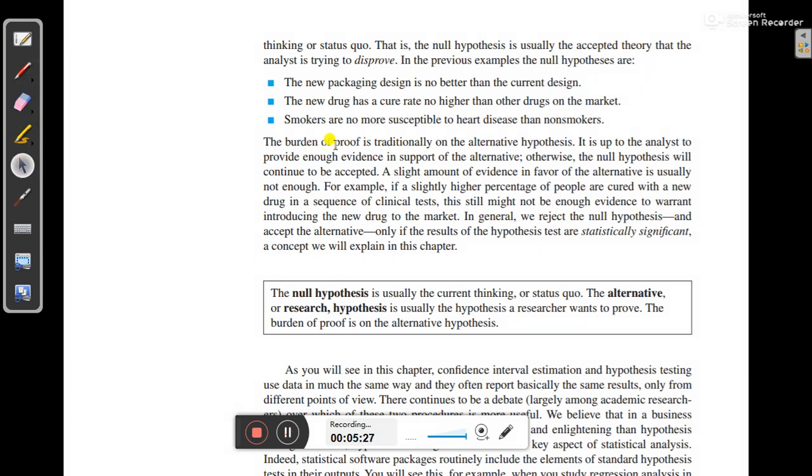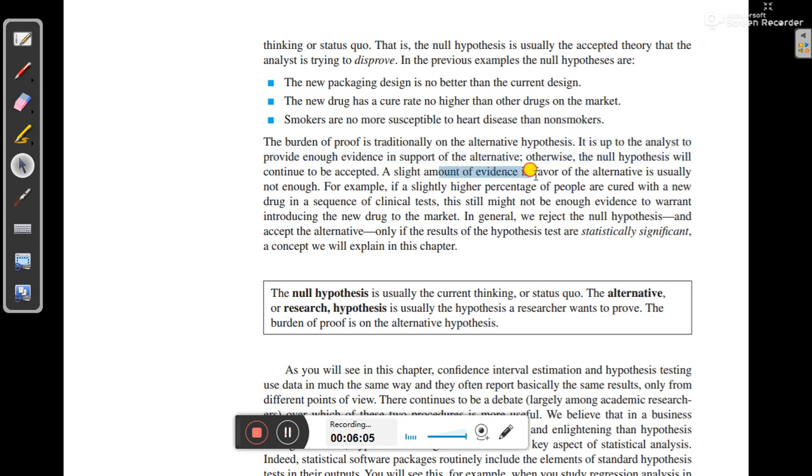The burden of proof is traditionally on the alternative hypothesis. It is up to the analyst to provide enough evidence in support of the alternative. Otherwise, the null hypothesis will continue to be accepted. Suppose you cannot provide enough evidence, then obviously the null statement will be accepted, because it cannot be disproved. The point is that it is up to the analyst to provide enough evidence in support of the actual alternative.